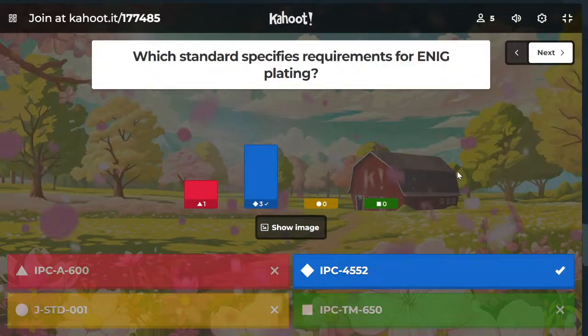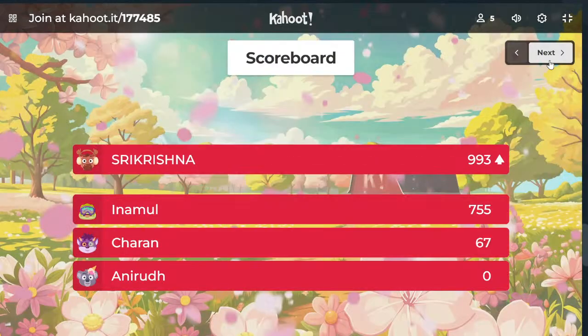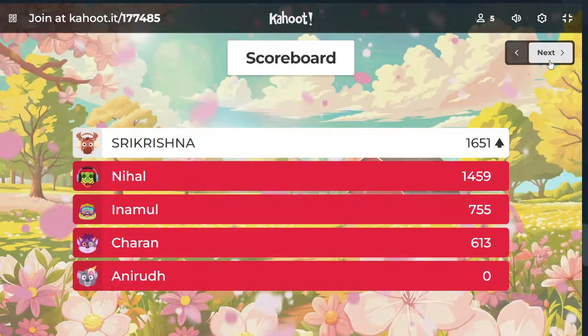In IPC TM650, it describes quality control tests like ROS test. ROS test and tape test are described in IPC TM650. And ENIG plating, electroless nickel immersion gold plating, is described in IPC 4552. Sri Krishna on the top and then Nihal. Okay.